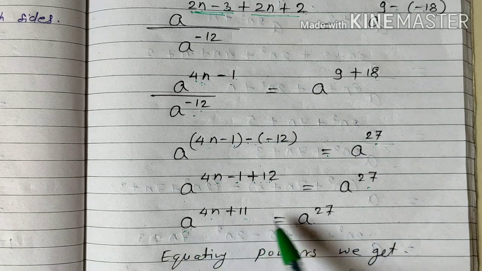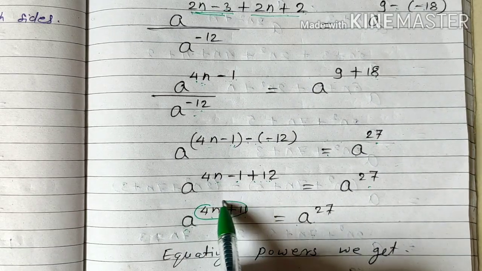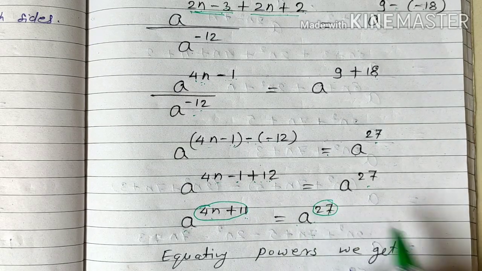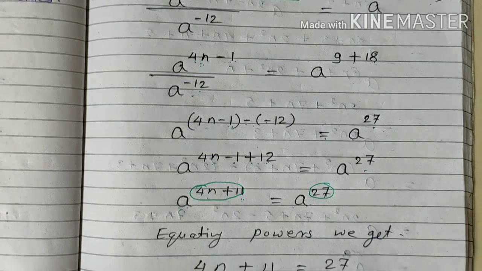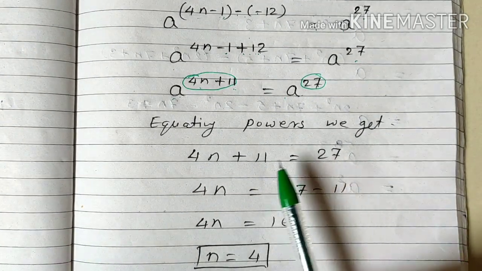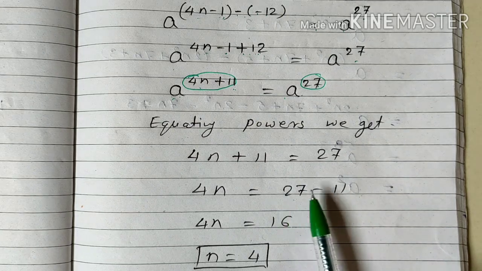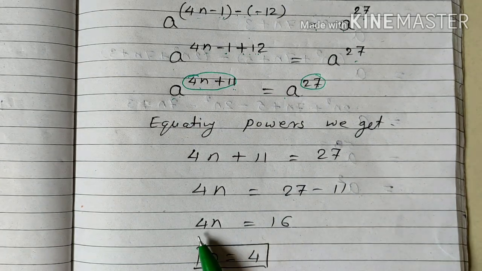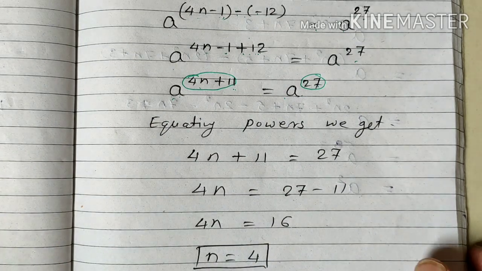Since the bases are equal, again we can equate their powers to find out the value of n. So 4n plus 11 equals 27. Shifting 11 that side gives us minus 11. 27 minus 11 is 16. 4 is in multiply, going that side goes to division. So 16 divided by 4 gives us 4. Okay.